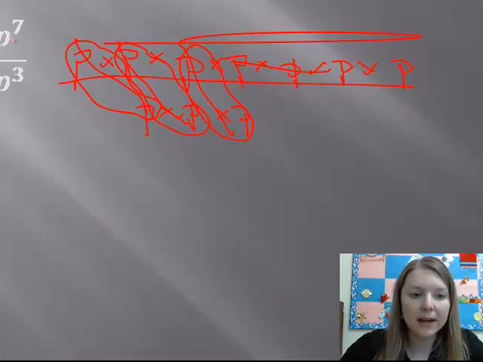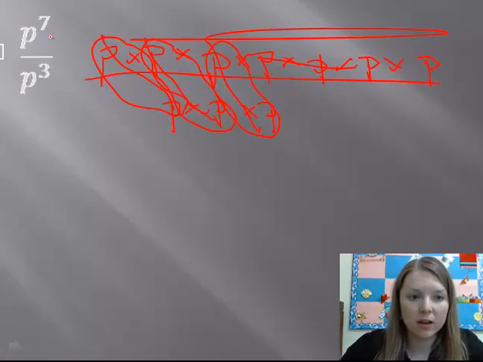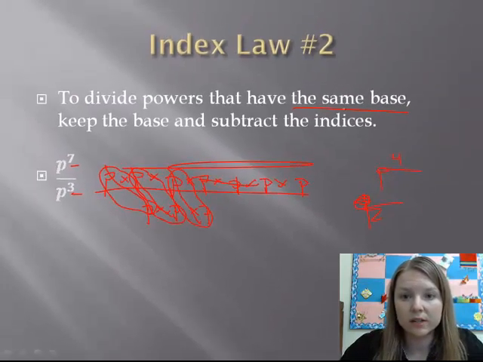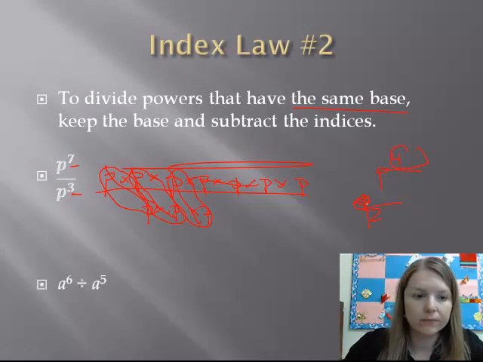So if you look back at the question, think about the law. The law said you leave the base alone, you subtract the exponents. So 7 minus 3 is what gives us our power of 4 in our answer. Let's look at another one.